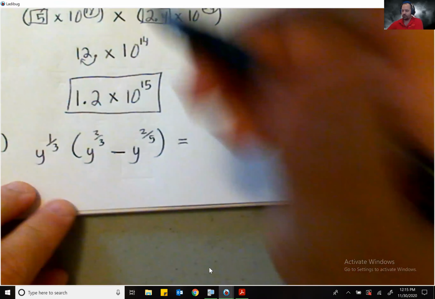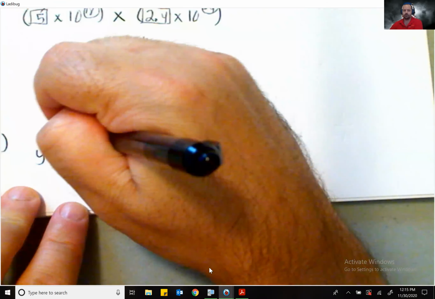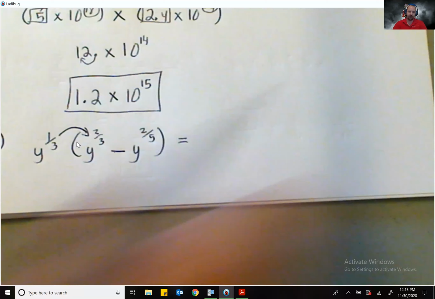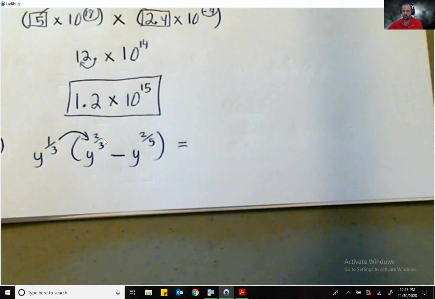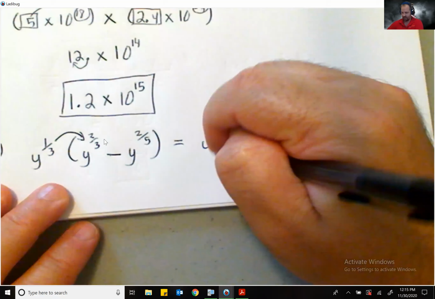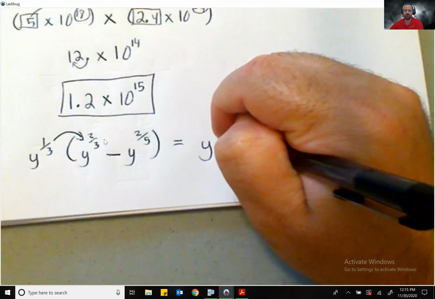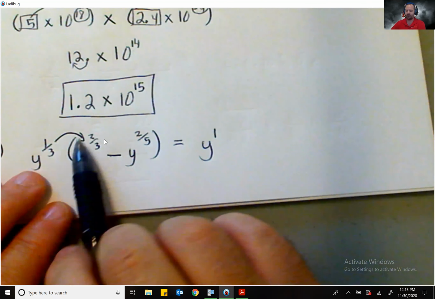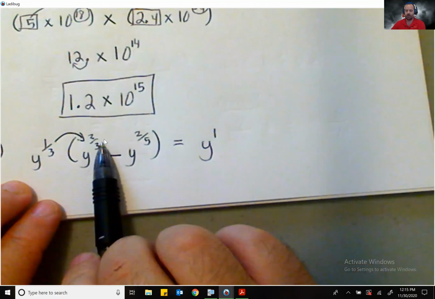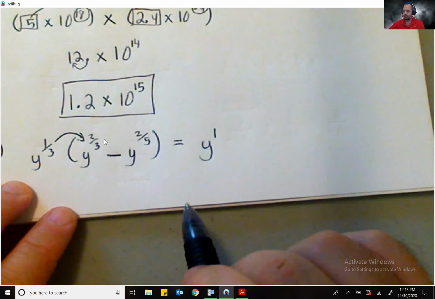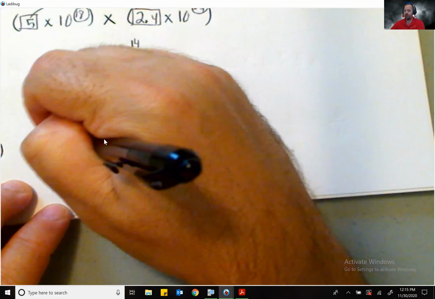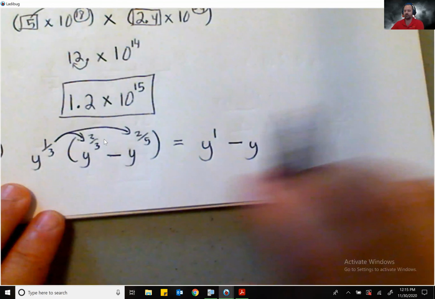So we're going to go through and distribute. If you just go to your calculator and take 1/3 plus 2/3, you end up finding that it's y to the, excuse me, first, because all you had to do is add the exponents. 1/3 plus 2/3 is 1. And then all you're going to do is add these two exponents.